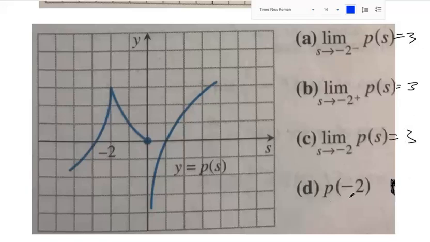And then p of -2 means what's the actual value without calculus if you plug -2 into the function. And so that, when there's a corner, it's assumed that you've got a solid dot up there. So it looks like it's 3.